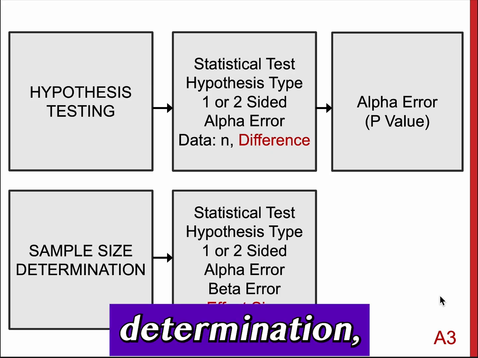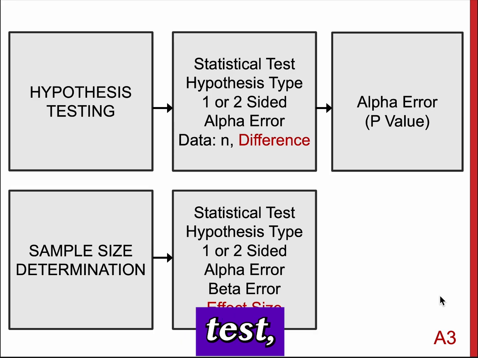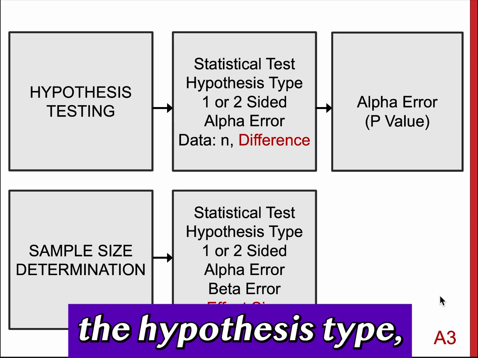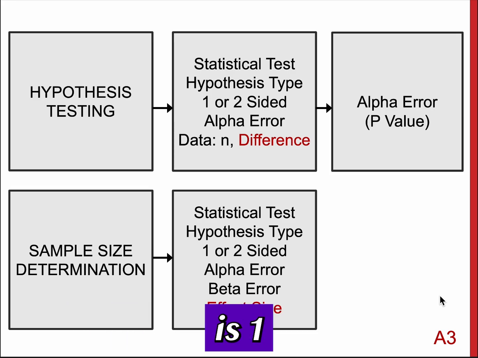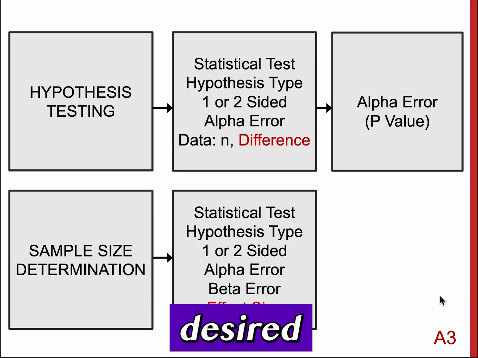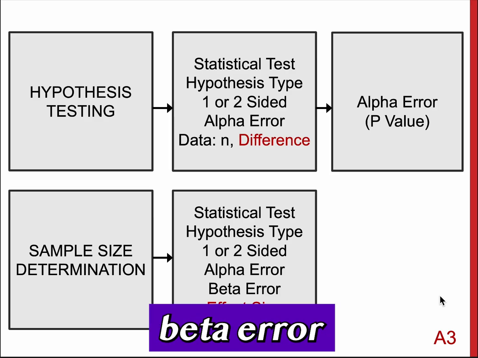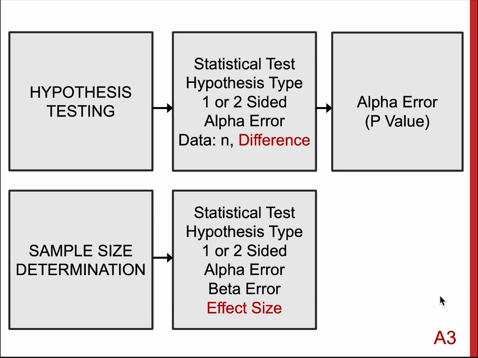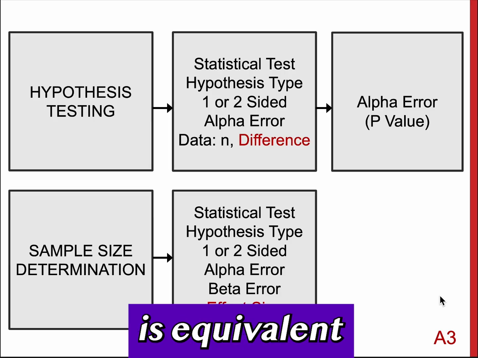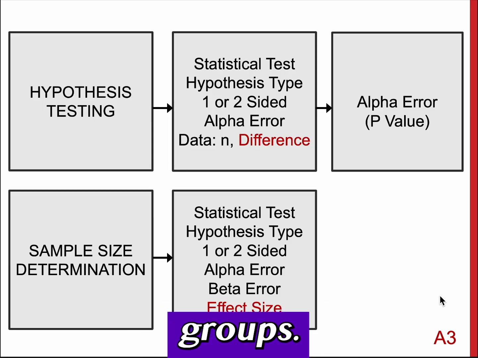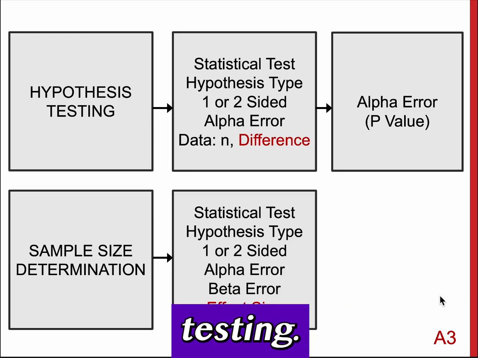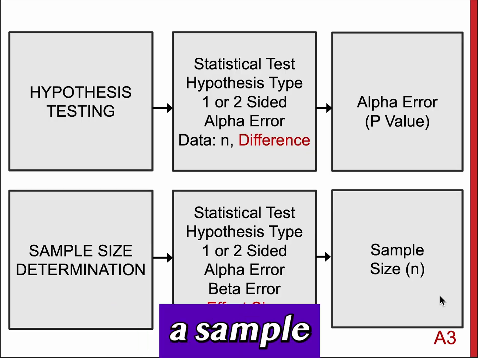In sample size determination, we input the statistical test, the hypothesis type, whether the alternative hypothesis is one or two-sided, and the desired alpha error, beta error, and effect size. The desired effect size is equivalent to the difference between groups in hypothesis testing. Sample size determination yields a sample size.